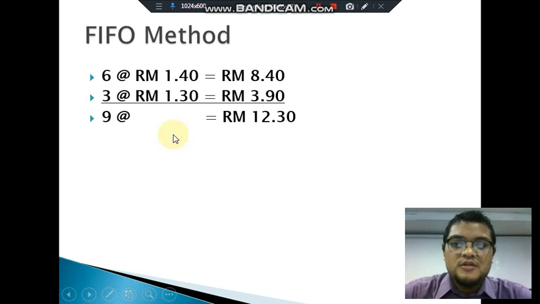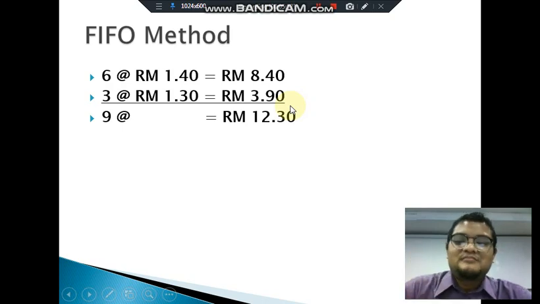That's why you can see from here 6 units times 1 ringgit 40 and 3 units times 1 ringgit 30. So the total of 9 cans based on the purchase date, we will know the value is 12 ringgit and 30. That is the FIFO method, method number 1.